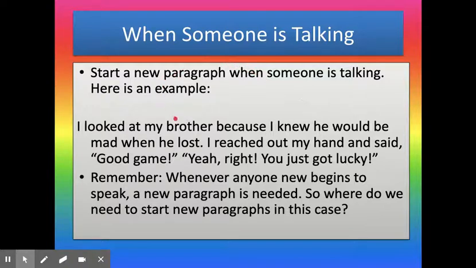So scholars, since two different people are talking, we need a paragraph here and a paragraph here. Good. Let's look at that a little bit more. So, paragraphing for dialogue.